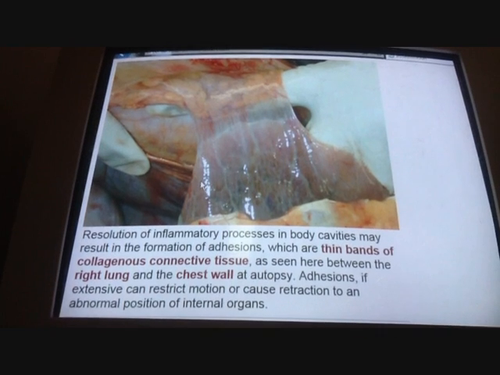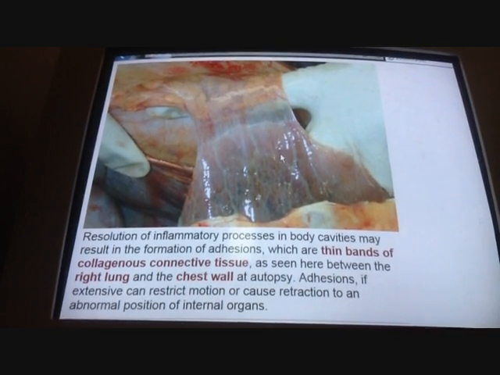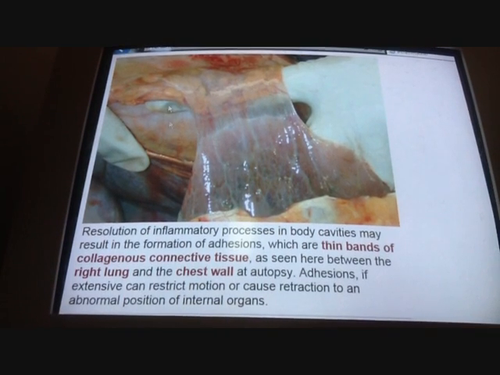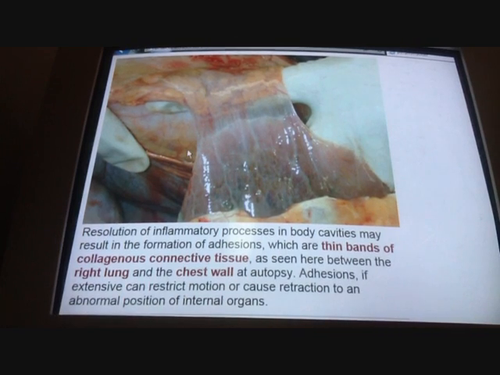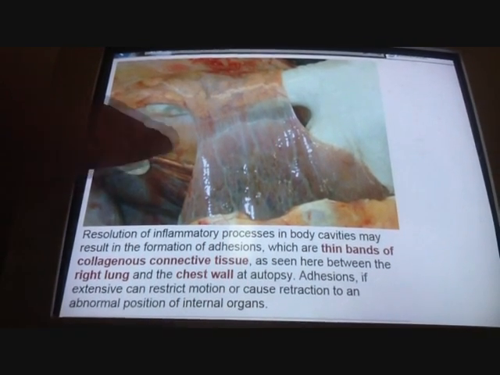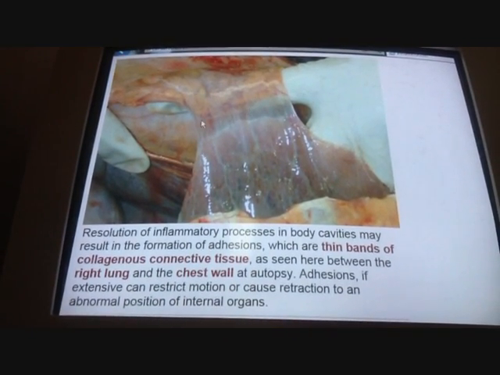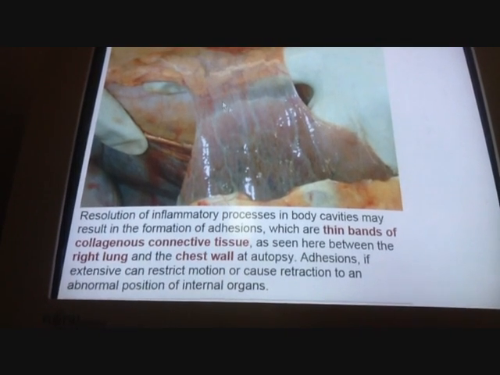This is a gross image of a lung. This is a patient's lung, and the surgeon is pushing it away from the chest wall. Usually it is not attached to the chest wall. We have the pleural space in between. So this is the pleura, this is the parietal pleura, and this is the visceral pleura. And in between we have this connection, which is abnormal.